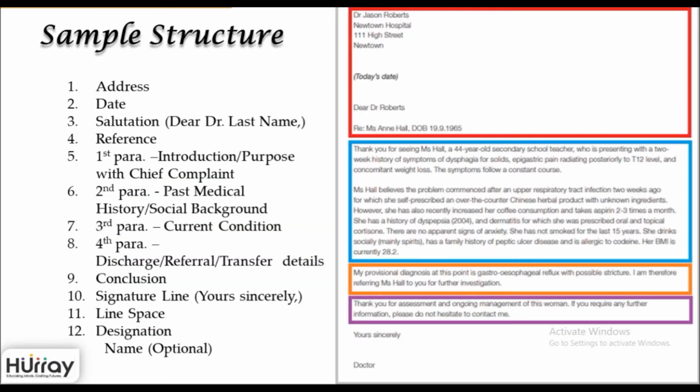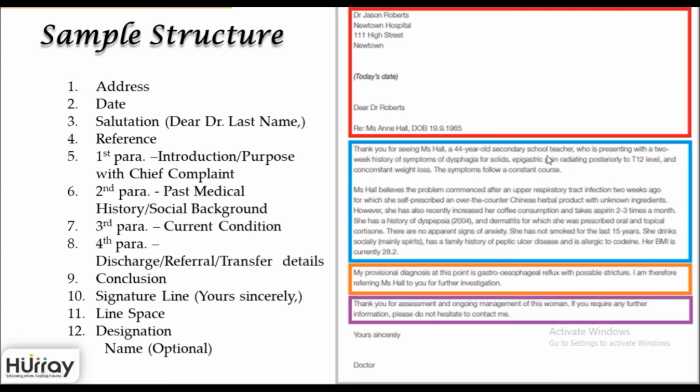Now here is a sample structure of the letter. You can refer to this for your practice. This is only one type of letter. So the basic idea here that you have to focus on is the structure. As you can see, at the beginning you have your address, the date, the salutation and the reference to the patient. You begin with stating the purpose here.